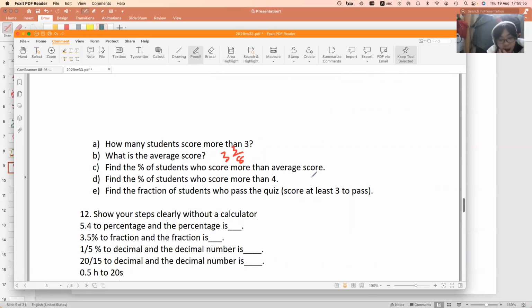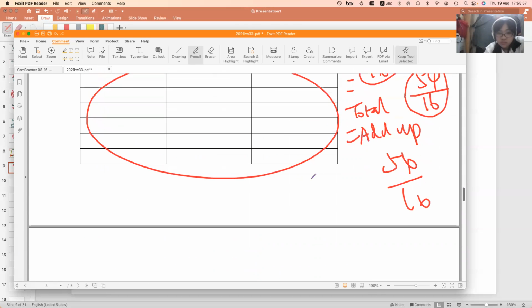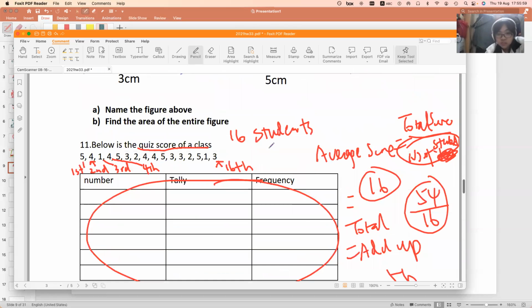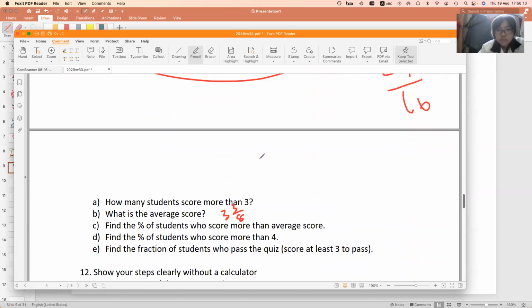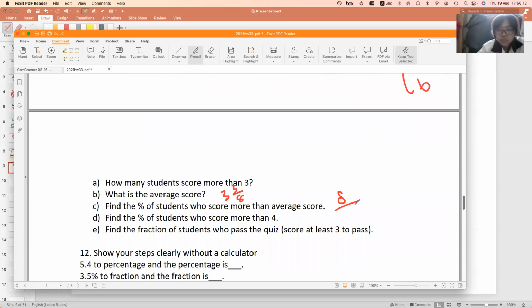Percentage of students who score more than average score. So how many people score more than 3 and 3 over 8? 1, 2, 3, 4, 5, 6, 7, 8. So 8 of them. Out of how many? Out of 16 students. Good. So convert it to percentage. This is the fraction. Find the percent of students who score more than 4.